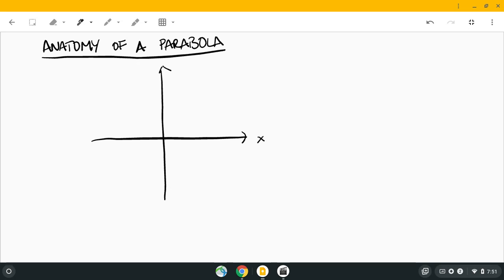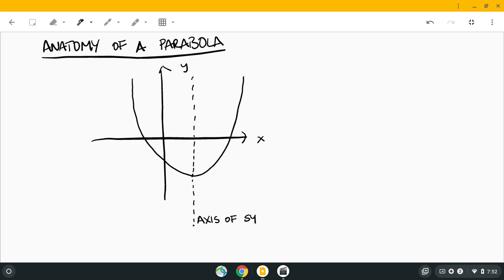Okay, and here's x, here's y, and suppose that I have a parabola that looks like this. We see here that the left is a mirror image of the right, and we have this sort of axis down the center. So this here is called the axis of symmetry. Another very important part is this turning point right here of this parabola. This turning point is the vertex.